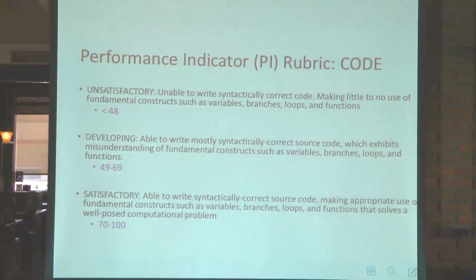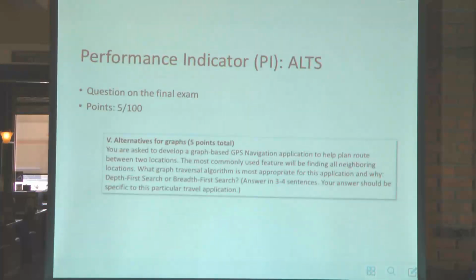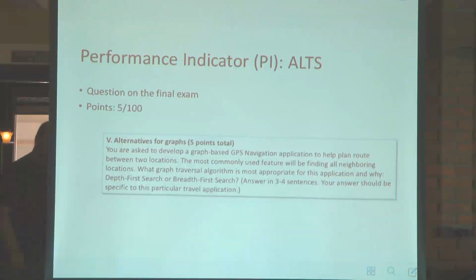And then we mentioned this already, the categories. So that's so much for the code performance indicator, which is based on the project. The remaining 3 performance indicators are all based on questions on the final exam. For example, if you wanted to measure the ability to analyze alternatives, that was based on one 5-point question on the final. The final is out of 100. This particular question was to analyze alternatives for graphs, and it's 5 points.